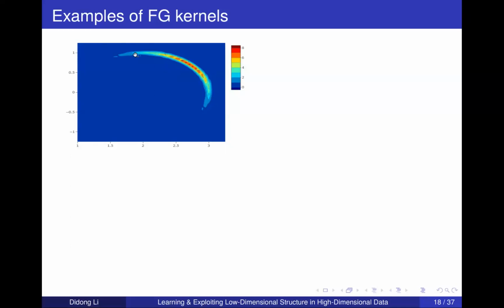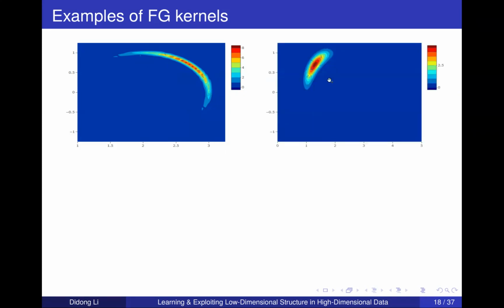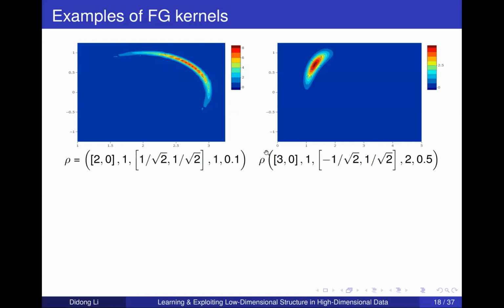You can see it's basically concentrated along this part of the circle. So this is a circle, but you can look at the scale of x and y coordinates. They're not in the same scale, but believe me, it's a circle. It's a part of a circle. Here's another example, and you can compare the different parameters.